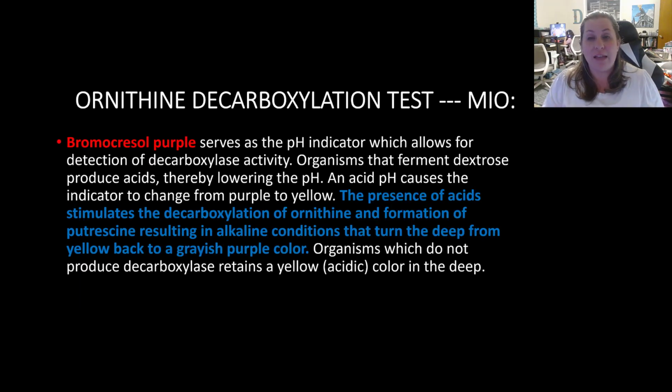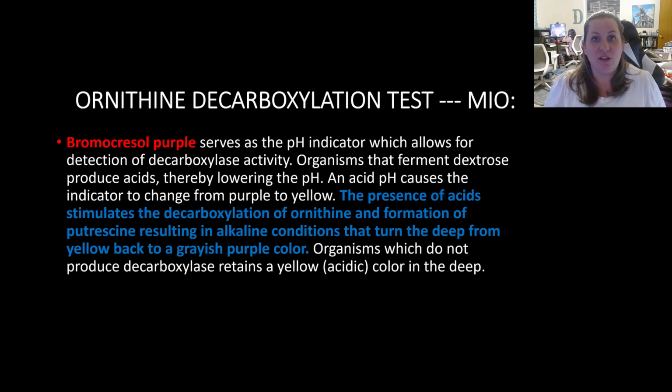All right, so now this test is one we're not going to do. This is the part of the MIO test we're not going to see, and this is where bromocresol purple is going to serve as our pH indicator, which allows for our detection of decarboxylase activity. So again, a particular enzyme because it ends in -ase. Organisms that ferment dextrose can produce acids, thereby lowering the pH because of the acids being produced, and this causes the indicator to change from purple to yellow.